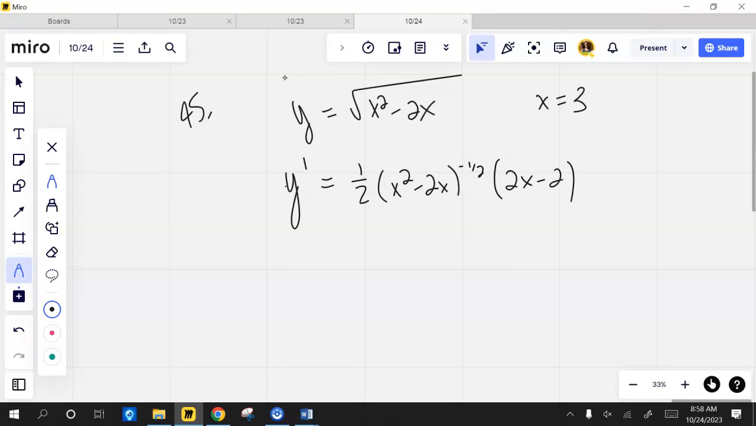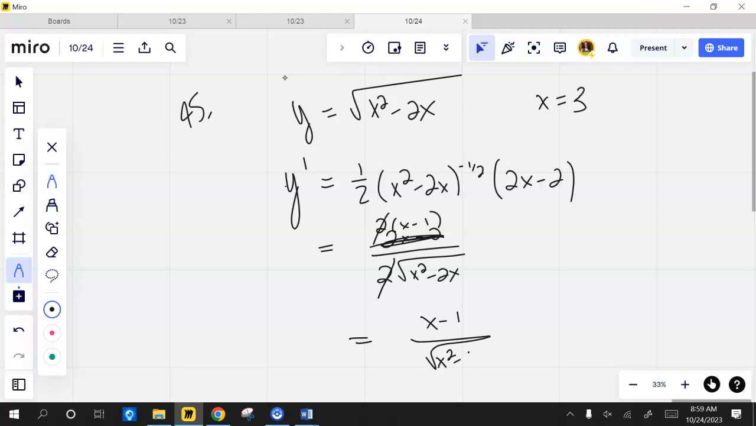So let's play with it just a little bit, right? Let's do 2x minus 2 is up top. I've got a 2 and a square root of x squared minus 2x in the bottom. I could technically take a 2 out of here, right? And then cancel top and bottom. So I'd end up with x minus 1 over square root of x squared minus 2x.